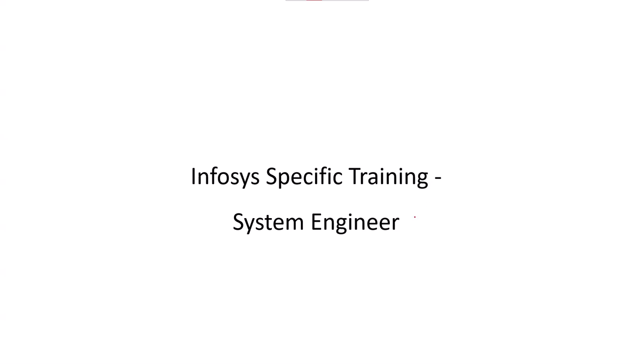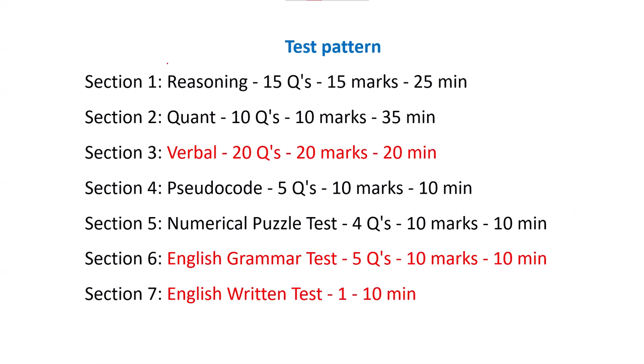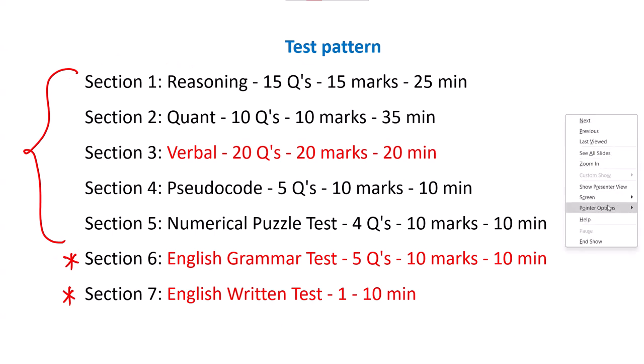For the system engineer role, which is 3.6 LPA, these are the sections you need to focus on. Previously we had only 5 sections, but for the 2025 batch, these 2 sections are added. Verbal is very important. Sections 3, 6, 7 are related to verbal.